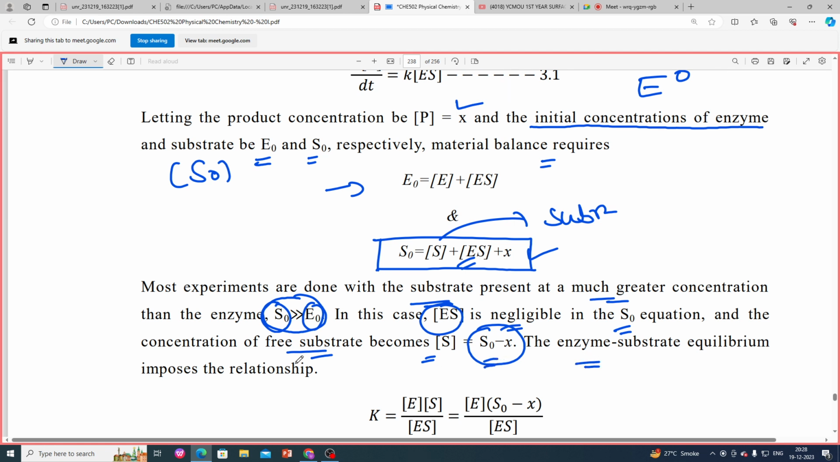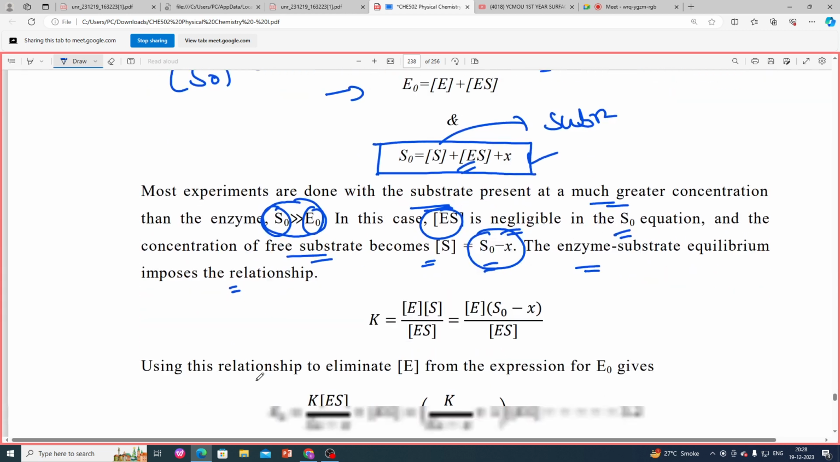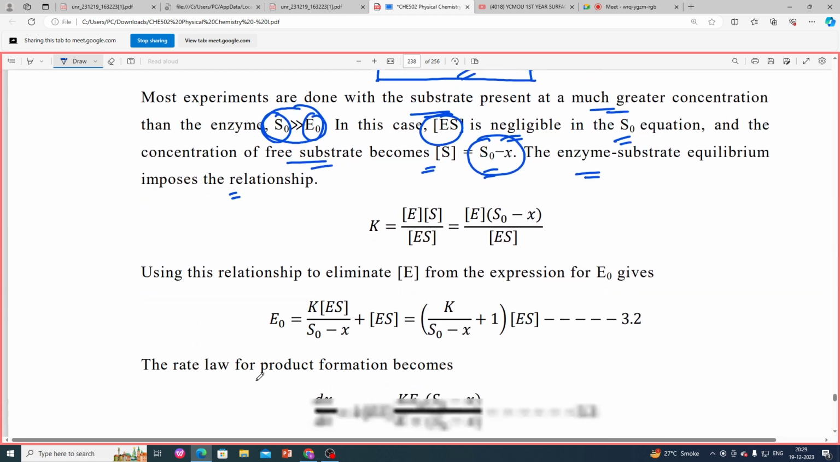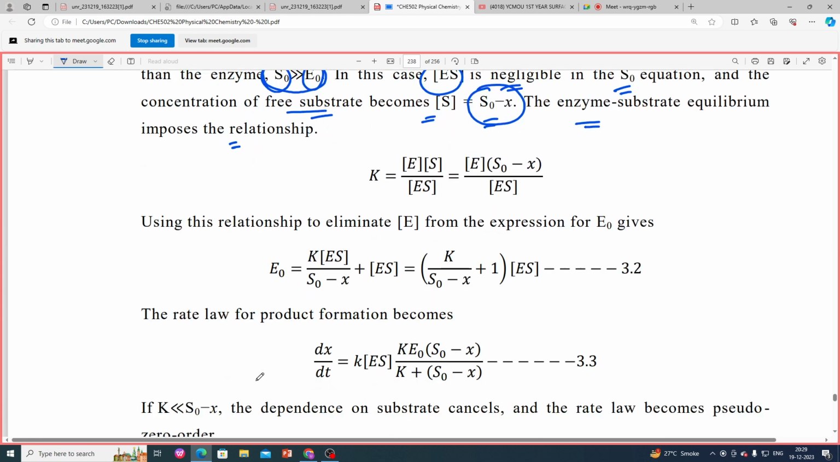The enzyme substrate equilibrium imposes a relationship. Which relationship? It gives the relationship that K is equal to [E][S] divided by [ES]. Simply, we have to write here E as the concentration of E, and instead of S we have to write S0 minus x. Using this relationship, we eliminate the concentration of E.